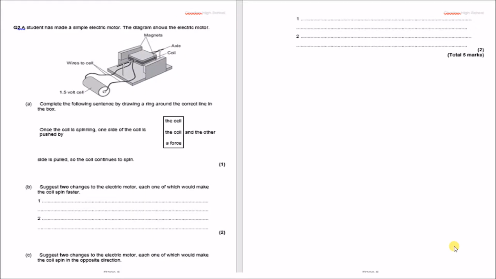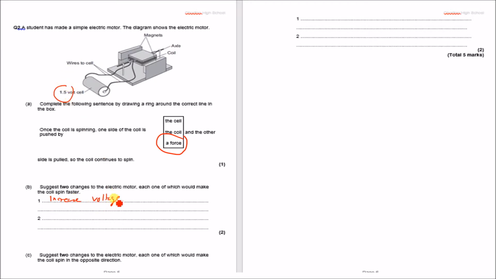Right. The next question is about a motor. So we've clearly got a supply here. So this is our 1.5 volt cell, and this is going to then create a motor effect here. So once the coil is spinning, one side of the coil is pushed by a force, and the other side is pulled, so the coil continues to spin. So you have two changes to make it spin faster. Well, we could increase the voltage.